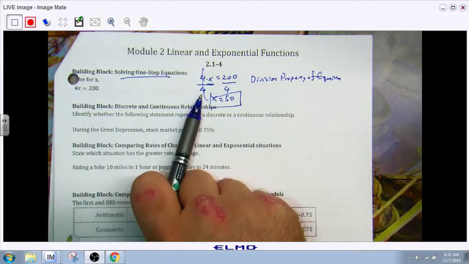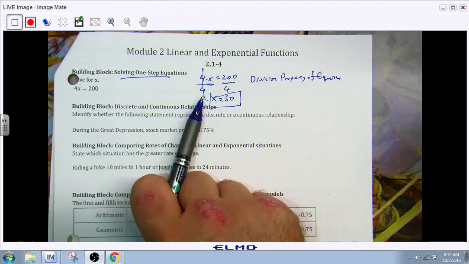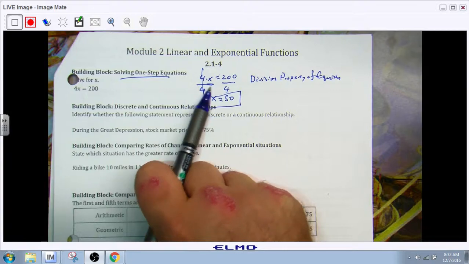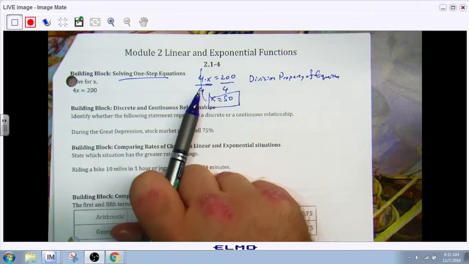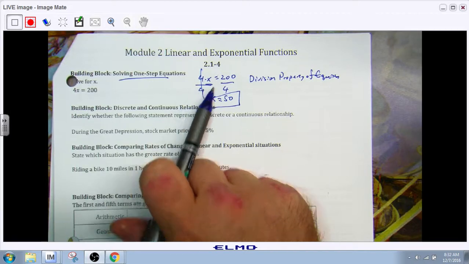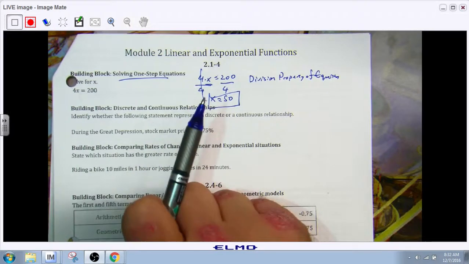I see people, even on the quiz we took 3 days ago, trying to subtract 4 away and having x equal 196 or something like that. That doesn't make any sense because this x still counts. That x is still there.